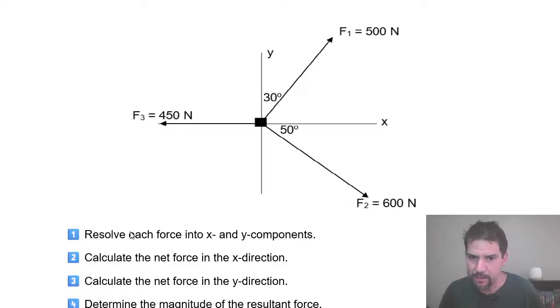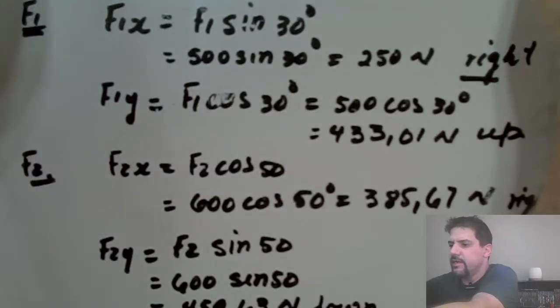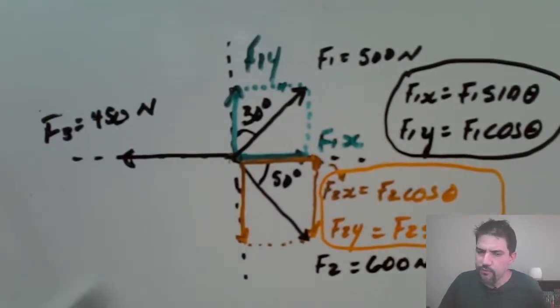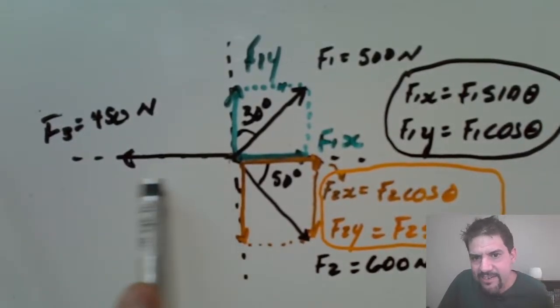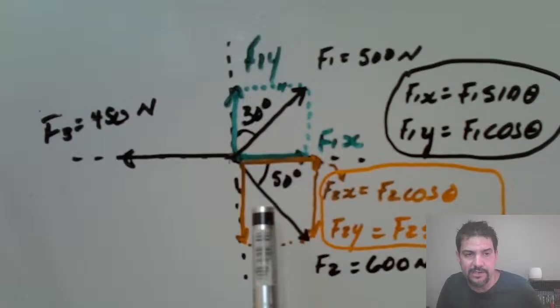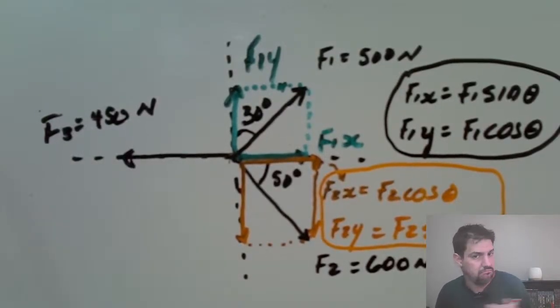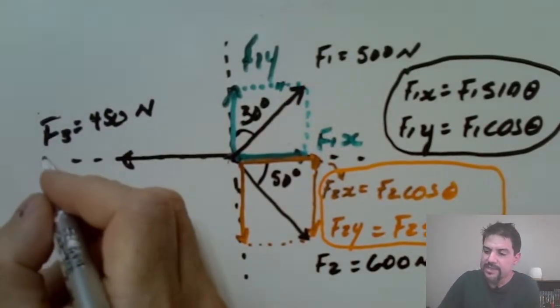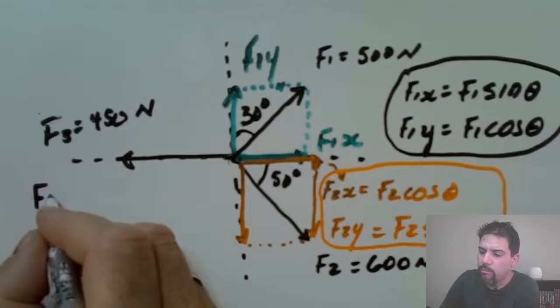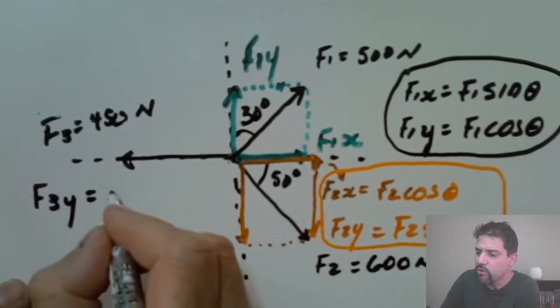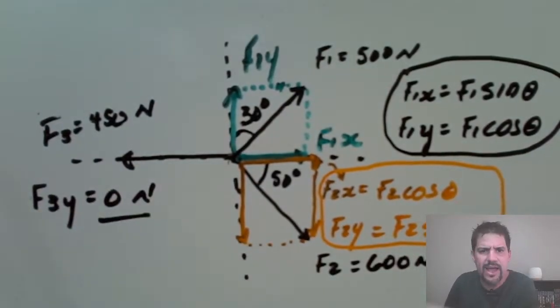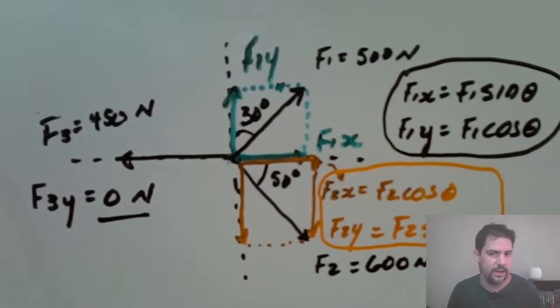Now, we still have to speak about F3. And we spoke about F3 already a little bit. Now, in F3, what happened? The force is right on the axis. It is on the x-axis. It means this one is actually F3 in x, because it's right on the axis. But this force 3 does not have a vertical component. So F3 in y is equal to 0 Newton. You do not even have to write it. It is 0 Newton, end of the story.